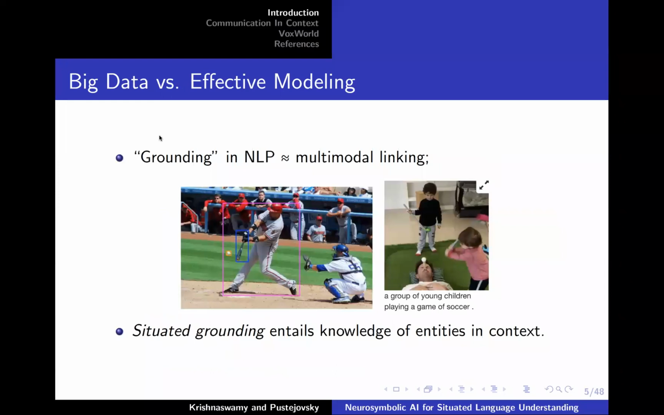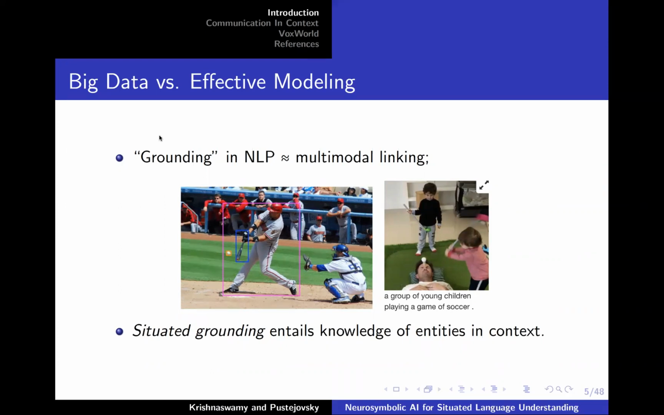However, grounding in NLP often refers to a type of multimodal linking where you have a caption and maybe some bounding boxes in the image, or a caption of the image such as this one on the right that says it's a group of young children playing a game of soccer, when in fact it's a young girl about to go to town on her father's face with a golf club. So what is the computer missing that we as humans understand is going on?